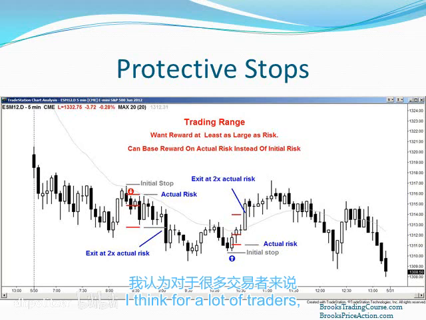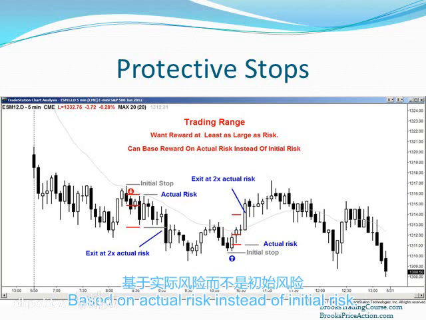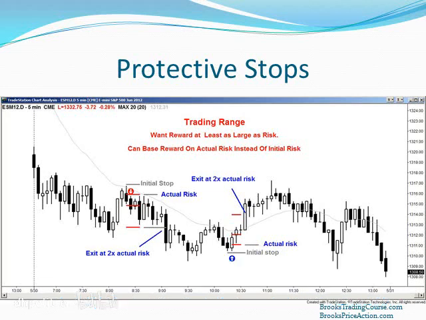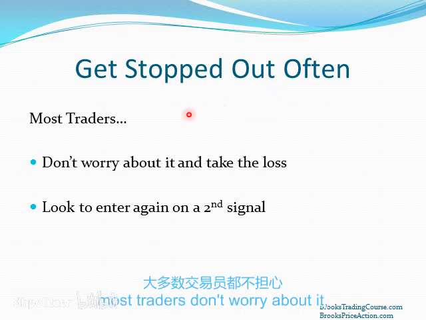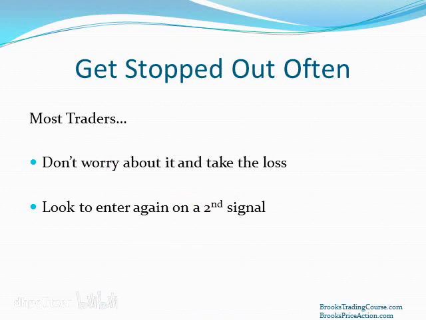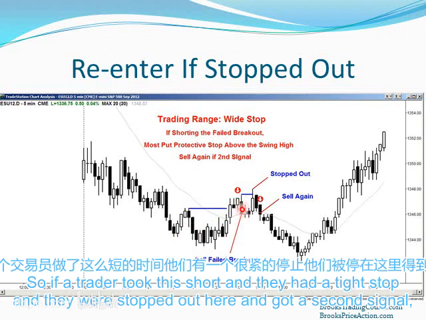I think for a lot of traders, it takes a little experience to convert to exiting based on actual risk instead of initial risk, but I think that's the best way to do it, and you should try to do that once you have the experience. Getting stopped out often, most traders don't worry about it. They just take the loss and they look to enter again on a second signal. So if a trader took this short and they had a tight stop and they were stopped out here and got a second signal, they would sell again.